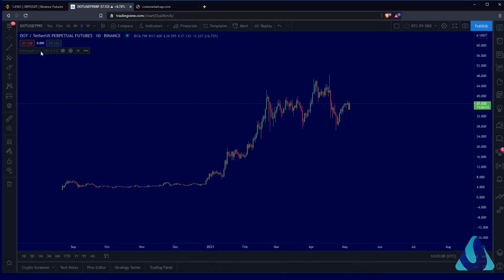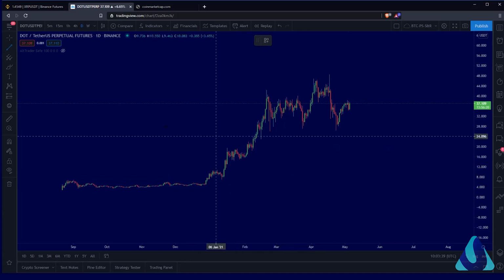Okay, so we're on the DOT chart, DOT Tether US perpetual contract, futures contracts for Binance. We are just going to look at a few different coins and pairs so we can get an idea on how to draw lines and figure out whether or not there's an uptrend or a downtrend, and even potentially how you can create areas of value within your trend lines.